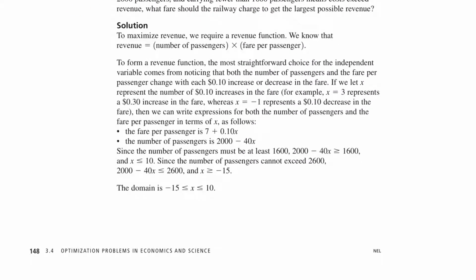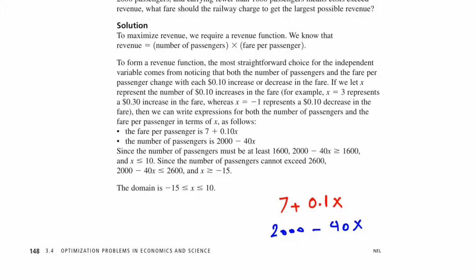We are looking for the maximizing of revenue. Revenue is number of passengers times fare per passenger. The fare price is 7 plus 0.1 times x. x could be a positive or negative number, and it is the number of times that we increase or decrease the fare by 10 cents. And in this case, the number of passengers would be 2,000 minus 40x. Again, when x is negative, we say decrease in price, and when it is positive, increase in the fare.